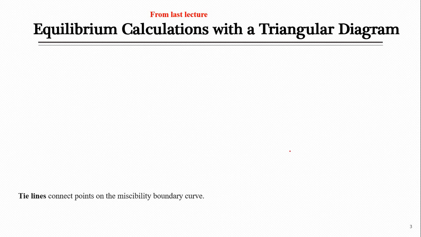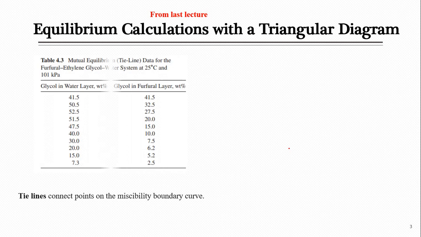Okay, from the last lecture there was something related to tie lines. Here you can see this, we have already seen. I have mentioned this slide is exactly from the last lecture. So this was the data which was provided to us for drawing tie lines while we were discussing the topic of ternary diagram or triangular diagram.